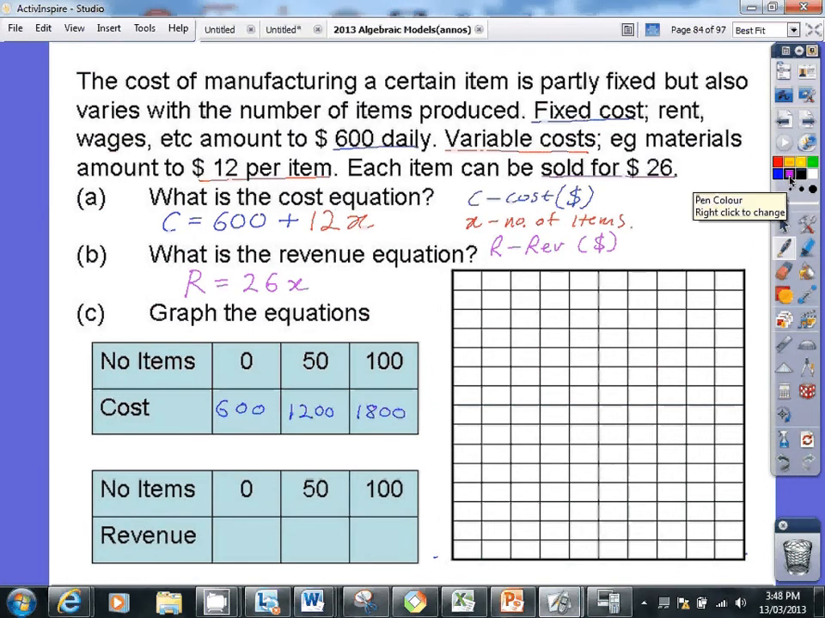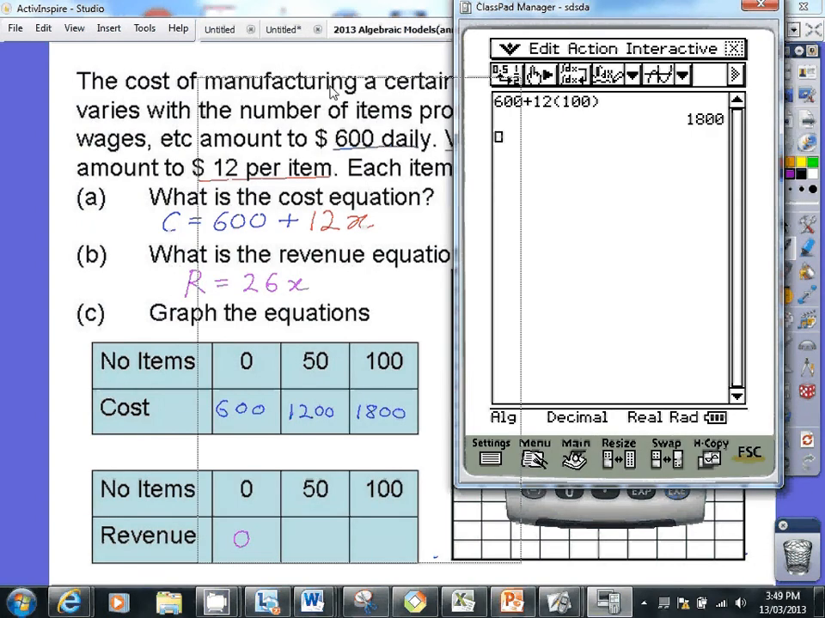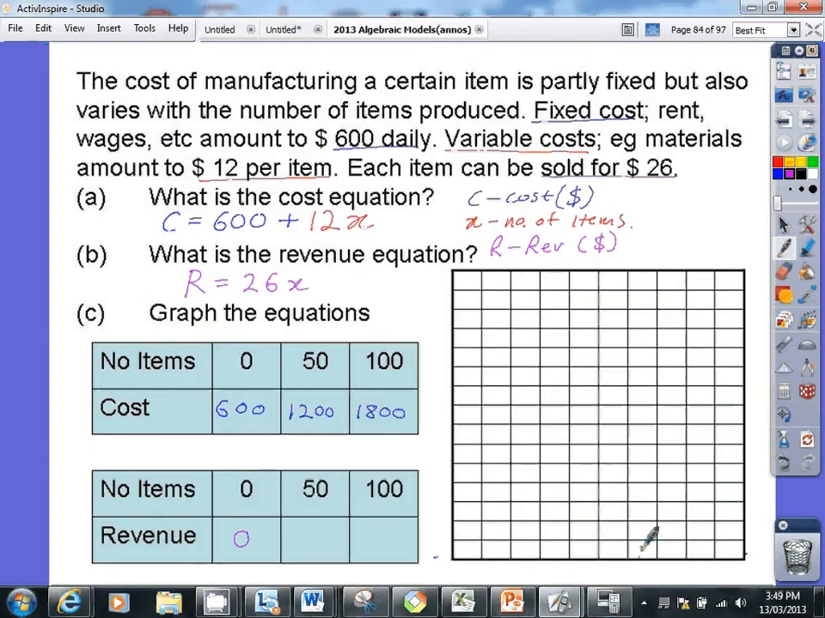Well, the number of items is 0. You're not going to be selling any items, so 26 times 0 gives 0. No money being made. Okay, so let's go to the ClassPad now for 50 items. That's simply 26 by 50. And while we're here, we'll do the other one, 26 by 100. So if we sell 100 items, that's how much revenue we're going to get. So we've got 1,300 and 2,600.